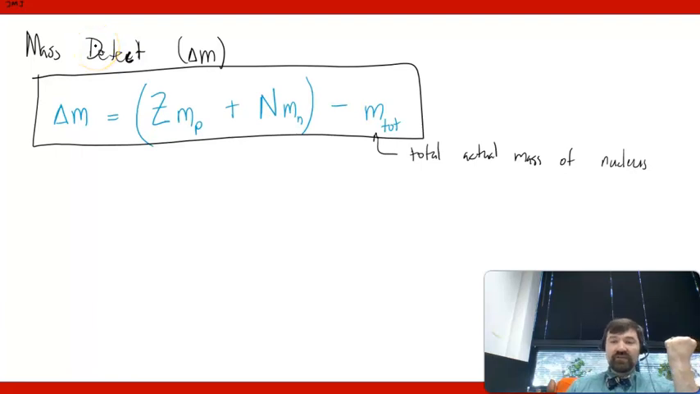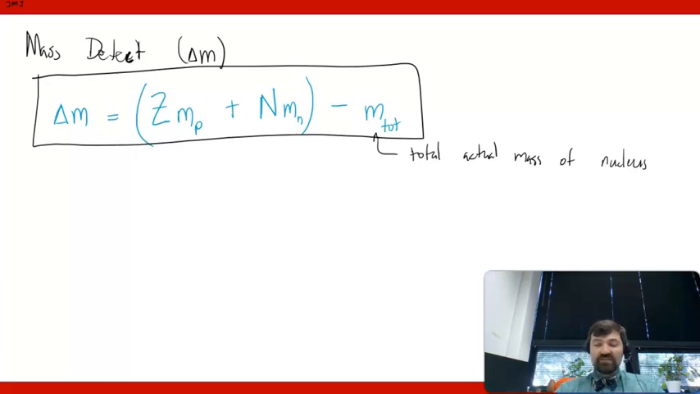Put differently, if you actually were to go and measure the masses of various nuclei, you'd find that the mass somehow falls short of the mass that you should expect if you were to add up the masses of the constituent components.